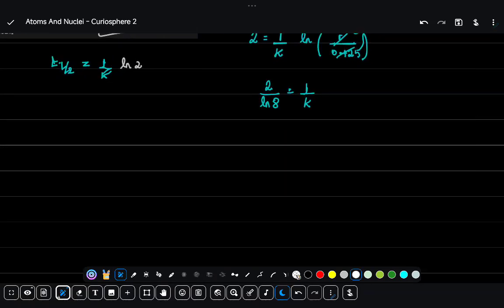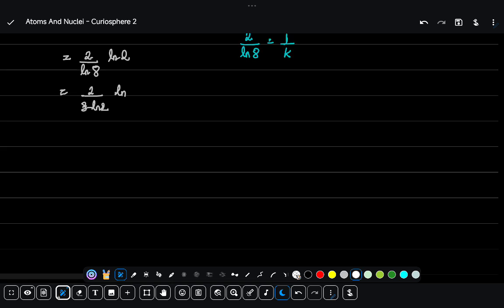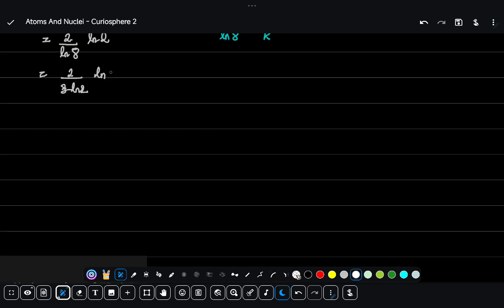And t half is here: 1 by k is 2 by ln 8, into ln 2. Now ln 8 can be written as 3 ln 2, right? 8 can be written as 2 cube, and the 3 can be brought outside of the logarithm. ln 2 will get cancelled. It will become 2 by 3.